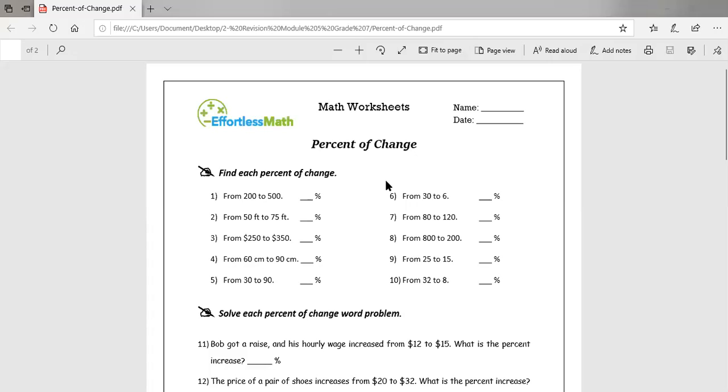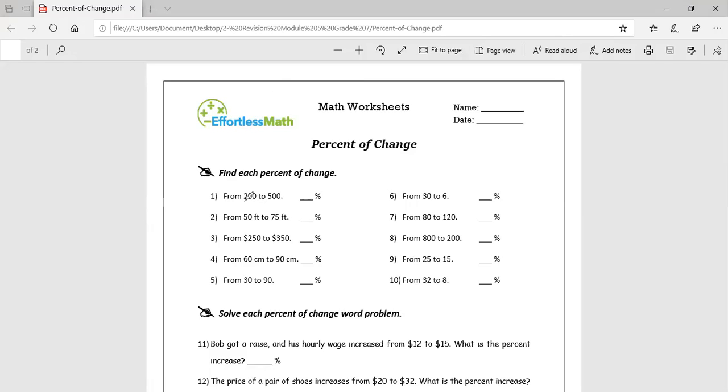Also, we want to revise together today, and you will find these revision sheets in our SMS for revision. The second part which we studied in grade 7 was percent of change. Did you remember? Percent of change. How will we calculate the percent of change?